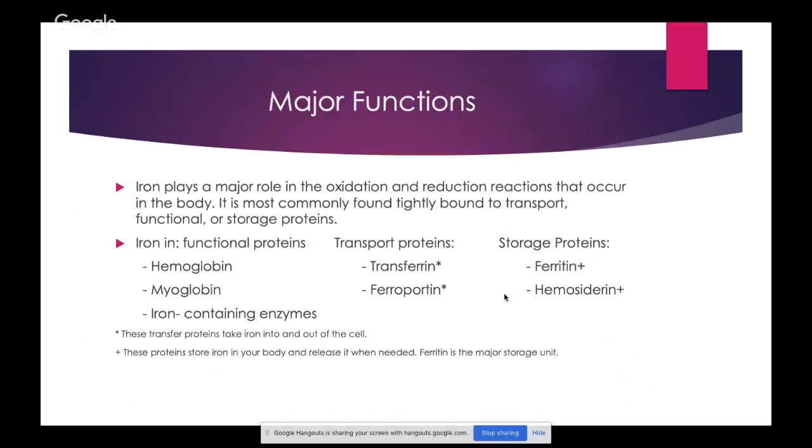The proteins with the asterisk near it, these transfer proteins take iron into and out of the cell. So transferrin takes it into the cell and ferroportin takes it out of the cell. The ones with the plus near it are proteins that store iron in your body, as the name suggests, and release it when needed. So ferritin is the major storage protein for your body and releases it when you have an iron deficiency or anemia.